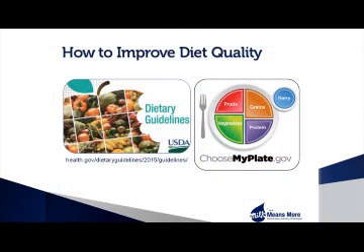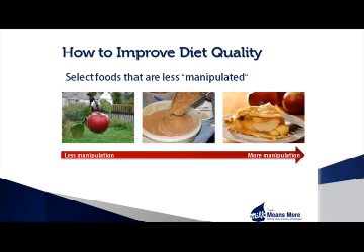The 2015 dietary guidelines provide some ideas for improving diet quality. The MyPlate icon makes it even easier to identify the ratios of food that should be supplied from various food groups to attain a healthy, high-quality diet. Here are some suggestions. Choose unrefined, unprocessed food when possible. Foods that are less manipulated retain more nutrients and fiber.